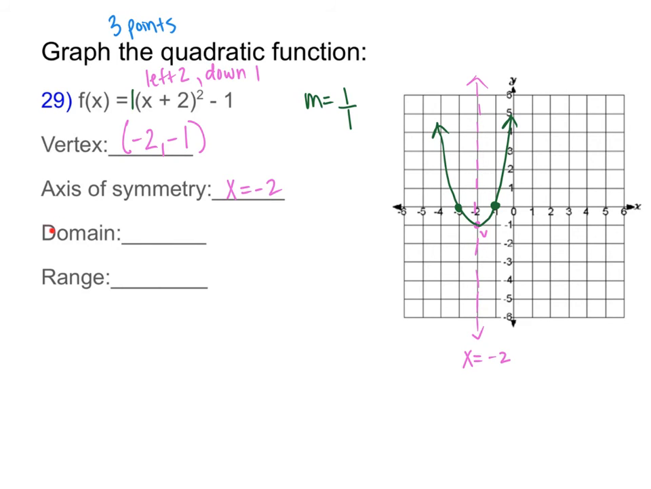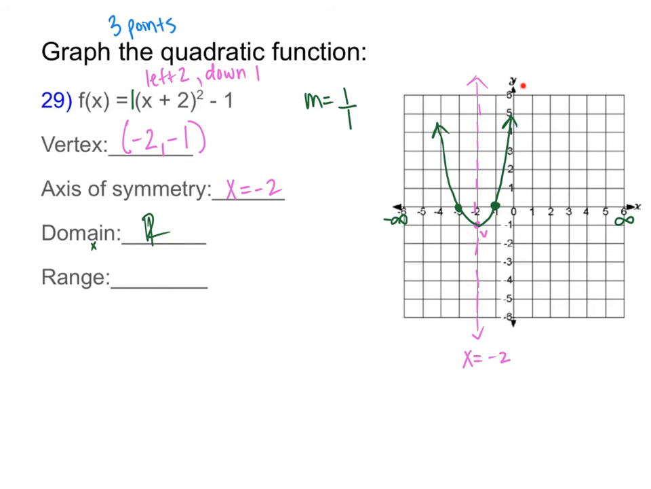Now for domain is talking about your x values here. Take a look at the graph. This arrow points to the left and this arrow points to the right. So if you're going to the left here on the x-axis, you're heading to negative infinity. And if you're pointing to the right of the x-axis, you're going to positive infinity. So the domain here goes from negative infinity to positive infinity, or you can say all real numbers.